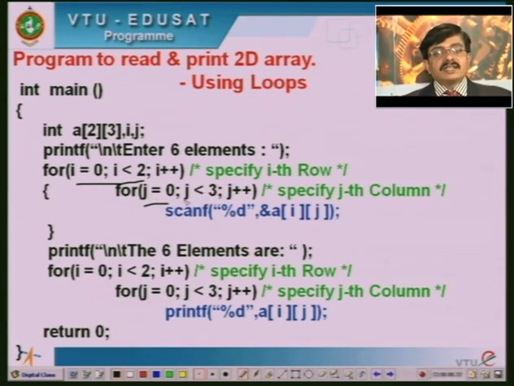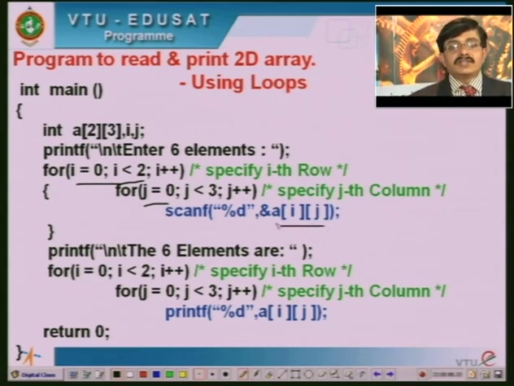When i is 0 and j is 0, I will be accessing the element A of 0 0, so I will be reading the value of A of 0 0. Now j will increment and j becomes 1, so I will be reading here A of 0 1, that is the second element of the 0th row.